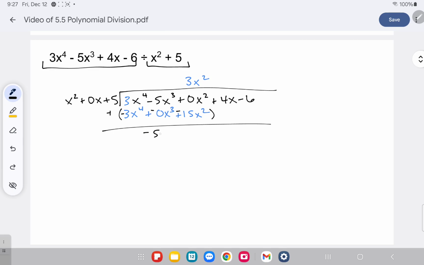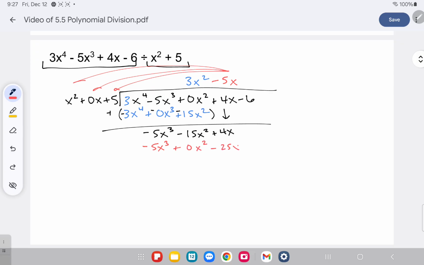I'm going to get negative 5x cubed minus 15x squared. Then we're bringing down the next term, 4x. So same steps, different terms. What can I multiply by x squared to get negative 5x cubed? That's negative 5x. So now I'm going to multiply that negative 5x times all of these. So negative 5x cubed, 0x squared, and negative 25x.